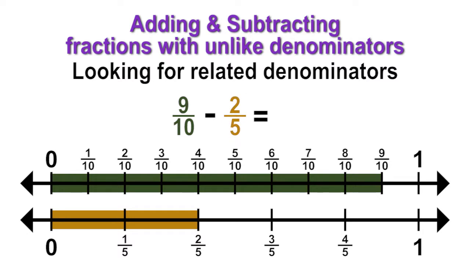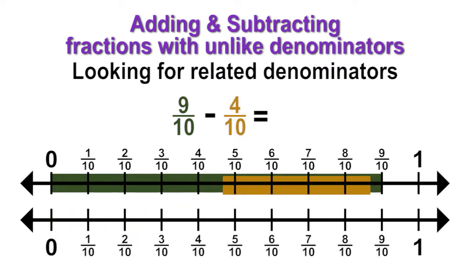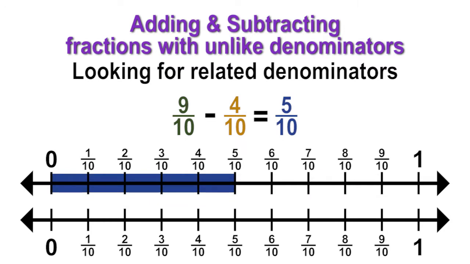In order to show 2/5 on the same number line as 9/10, a common denominator must be found. The denominators 10 and 5 are related. 5 times 2 equals 10. 2/5 can be multiplied by 2 to get an equivalent fraction of 4/10. This is shown on the number line by dividing each 1/5-size piece into 2 10th-size pieces. 2/5 is now equivalent to 4/10. 9/10 minus 4/10 equals 5/10.